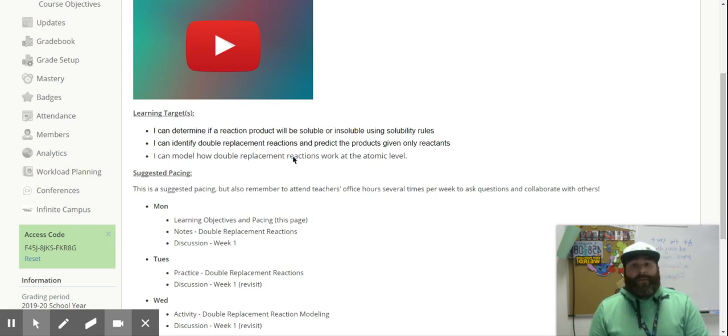I can identify double replacement reactions and predict the products given only the reactants. And finally, I can model how double replacement reactions work at the atomic level. I recommend you write these down at the beginning of your notebook or on a page and start collecting these materials throughout this unit. That way you have it to use as you do the assessments and start doing the assignments.